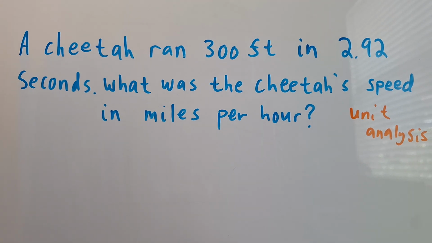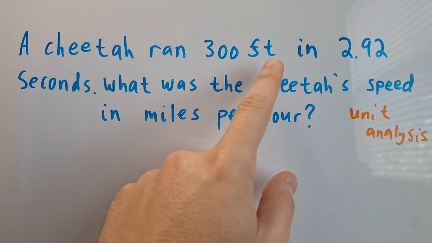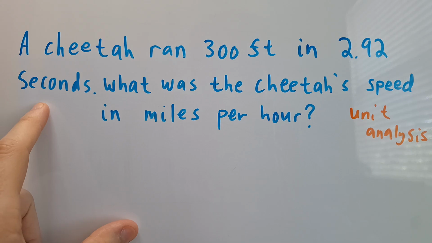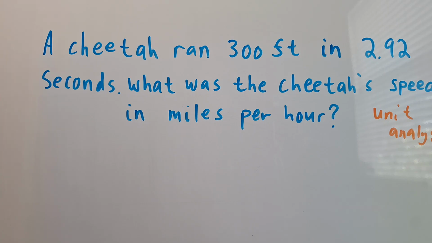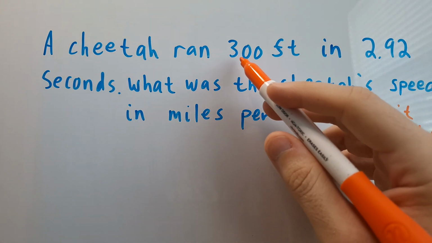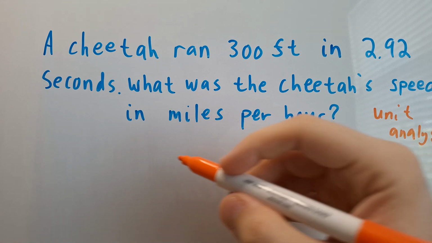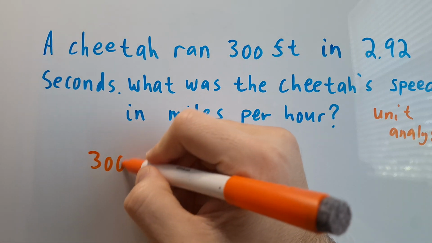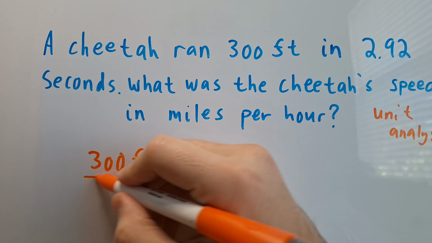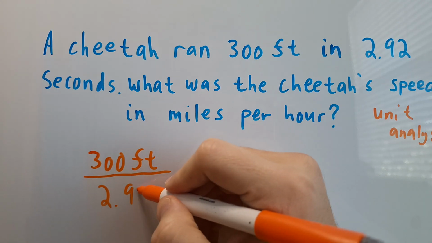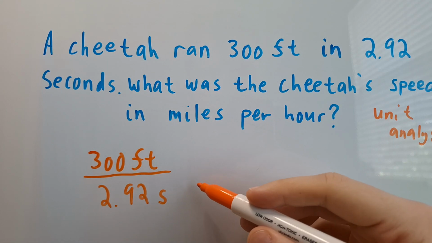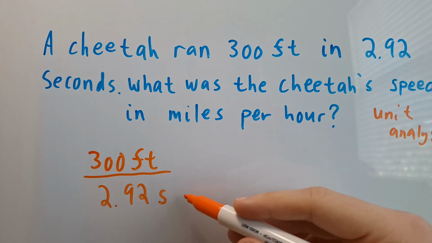It says here a cheetah ran 300 feet in 2.92 seconds. What was the cheetah's speed in miles per hour? So we need to convert feet to miles, and we need to convert seconds to hours. A couple of different things going on, but let's take it slow and write it all out. We have our rate, 300 feet in 2.92 seconds. I'll just start by writing this out. And S will be short for seconds in this case.